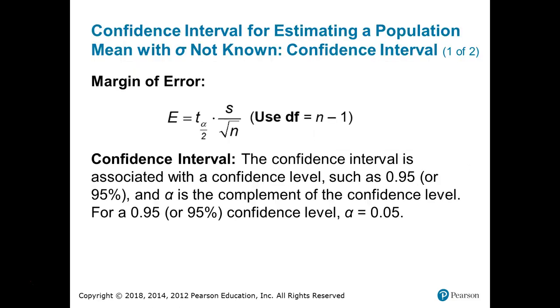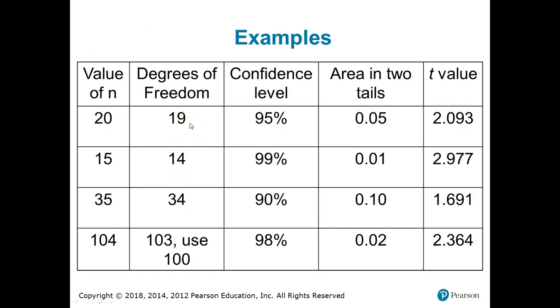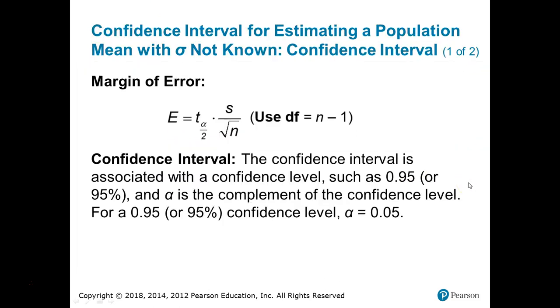Okay, so what do we do with that t-value? This is similar to the margin of error concept from section 7.1. So now we're going to create a confidence interval. The margin of error formula would be margin of error equals t of alpha divided by 2, which is what we just found using the chart before, multiplied by the sample standard deviation divided by the square root of n, which is your sample size. So the confidence interval is associated with the confidence level, such as 0.95 or 95%, and alpha is the complement of the confidence level.